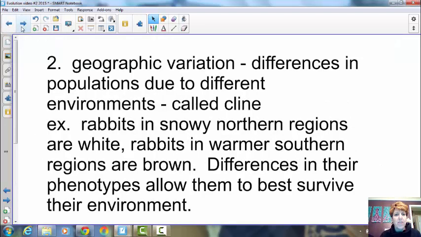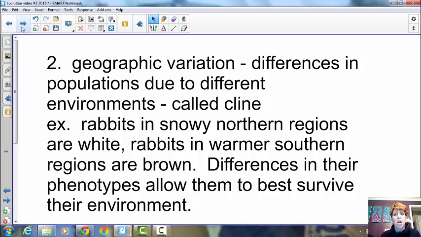All right, next one, geographic variation. This means that you see differences in a population based on where they are living. They call this a cline. So there might be a northern and a southern cline of a population. That means they look very different based on where they live.